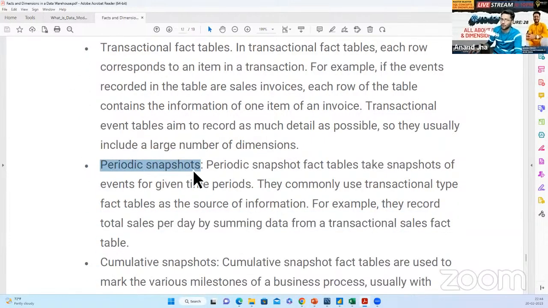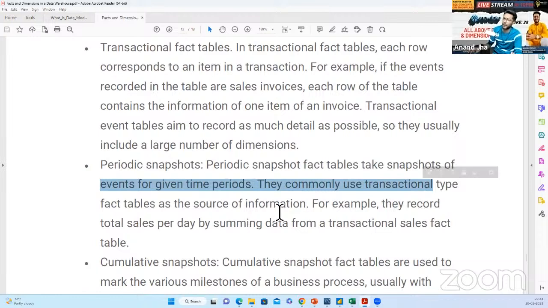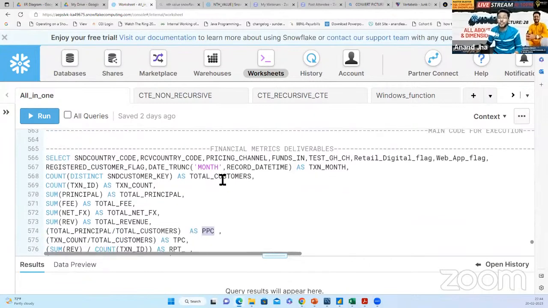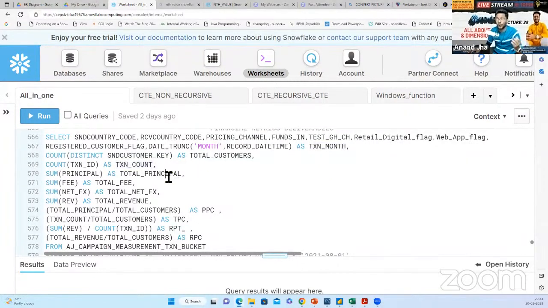Then comes the periodic snapshot, which takes a snapshot of events for a given time period. They commonly use a transactional type fact table as a source of information. For example, they record total sales per day by summing data from a transactional fact table. Periodic snapshot is what I'm doing in this master code which I've shared with you all. You are calculating financial metrics for every month. See, I'm using date trunc and extracting the transaction month. For every month, tell me my transaction count, total principal, total fee, total net revenue, total revenue, and principal price.